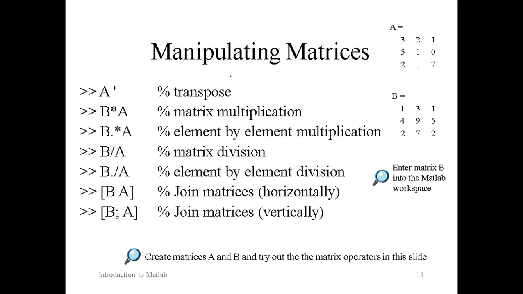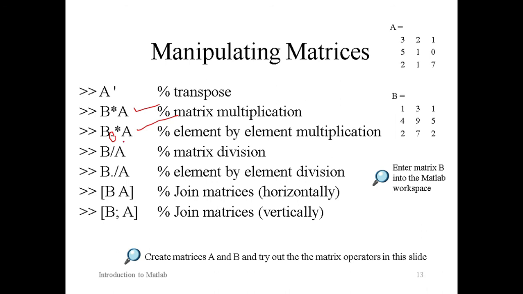So how can we manipulate matrices? Let's say we have one matrix A and one matrix B. A transpose: in MATLAB, if you want to find the transpose of your matrix, you have to do A dash. If you want to multiply both matrices A and B, here B multiplied by A and B dot multiplied by A. What is the difference between this multiplication and this multiplication? This one is matrix multiplication, and it is different, but here it is element by element multiplication.